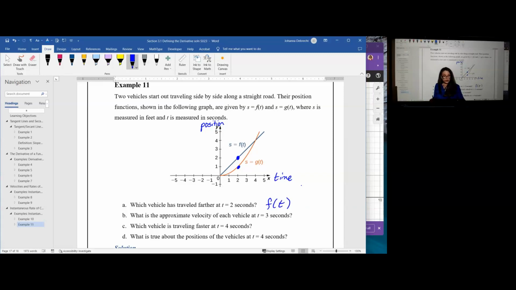What is the approximate velocity of each vehicle at t equals 3 seconds? Well, the approximate velocity means I need to find the derivative to really know what it is, but I can't get the derivative. The best I can do is to estimate the slope of the tangent line at that point with the slope of the secant line. So if I'm going to take the velocity of each vehicle at 3 seconds, then I need to be considering the points over here.